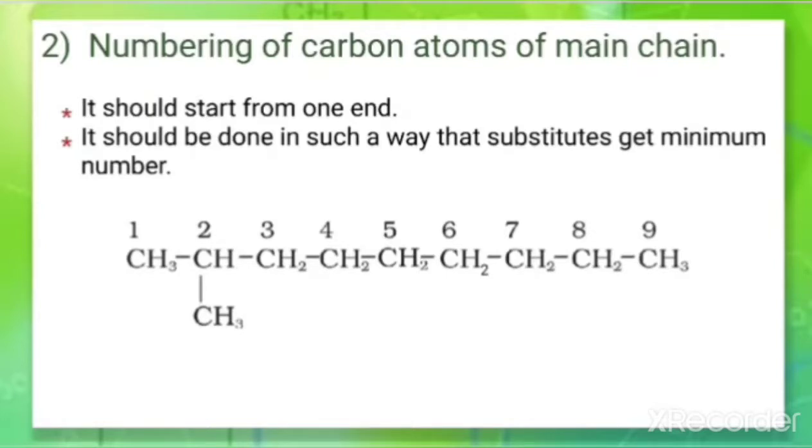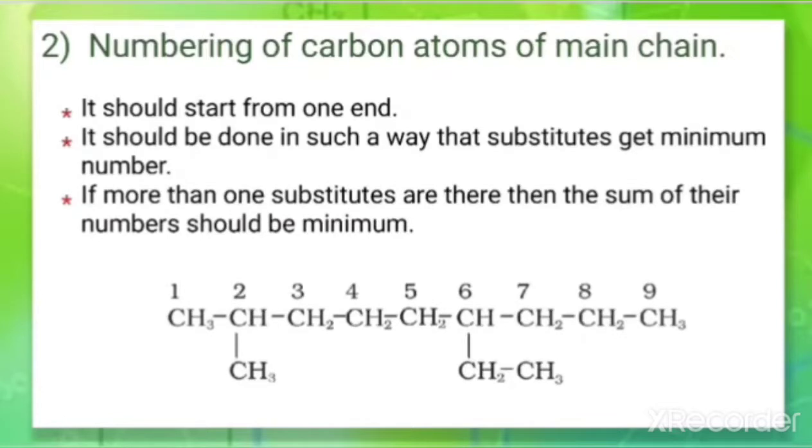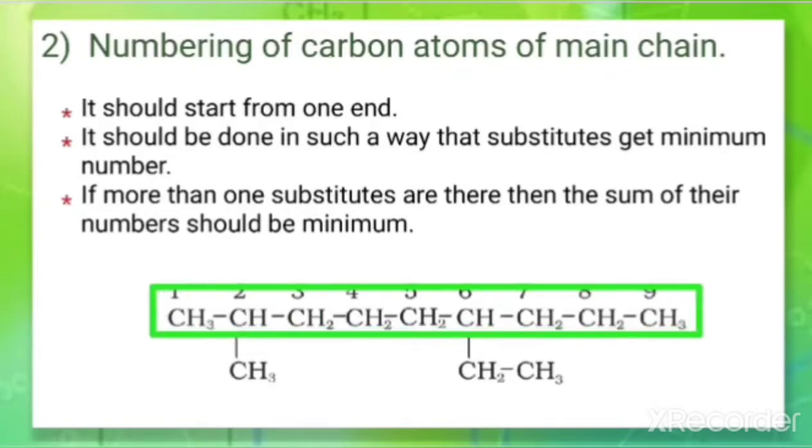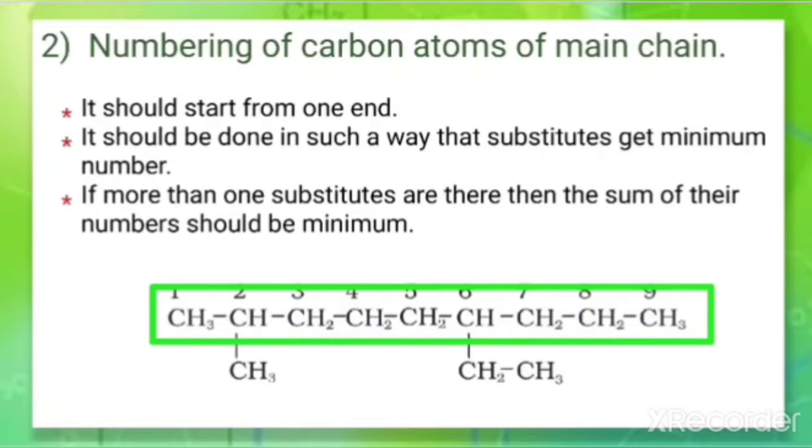The next point to discuss is that if more than one substituent is present, then the sum of their numbers should be minimum. In this case, let us mark the longest chain. This is the longest chain, the 9 carbon chain. Just mark the substituents. This one is a substituent and this one is also a substituent. Now, there are two ways we can start numbering, either from the left hand side or from the right hand side. Here two substituents are there.